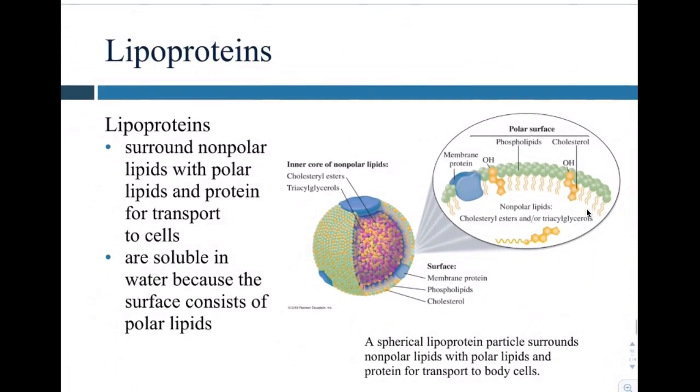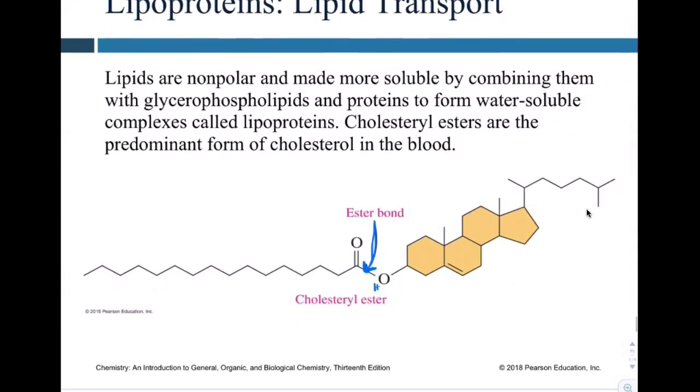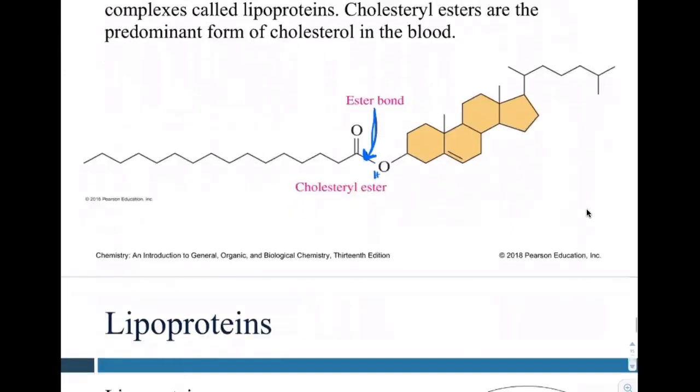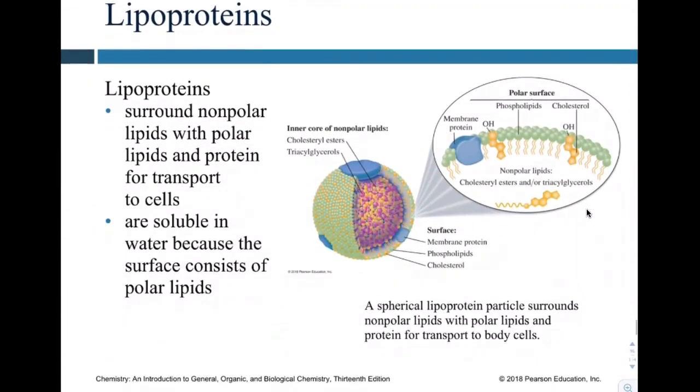So this is a lipoprotein. Lipoproteins are complex things that we use in our body to transport lipids, because lipids don't like water, so they're just not going to go with the water. So we make them into lipoproteins so that the water can transport them. What we do is shield the nonpolar parts from the water. So here's what a lipoprotein would look like.